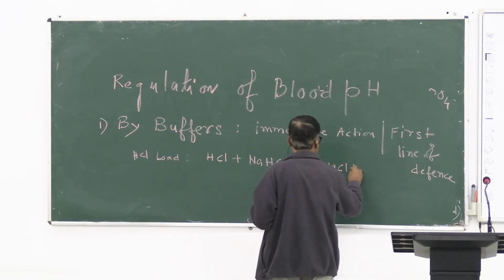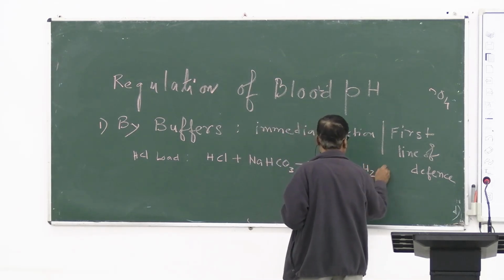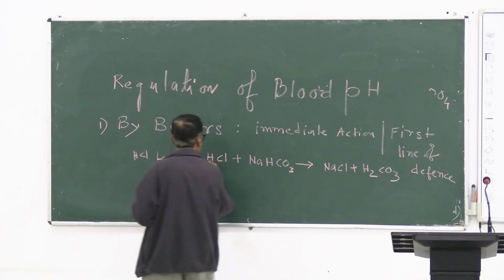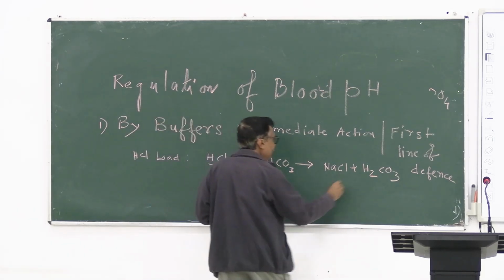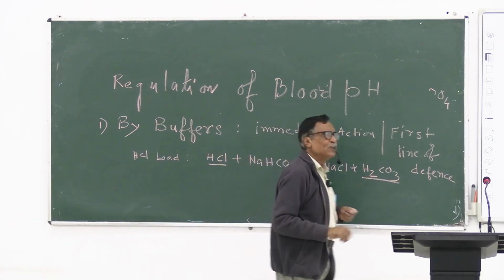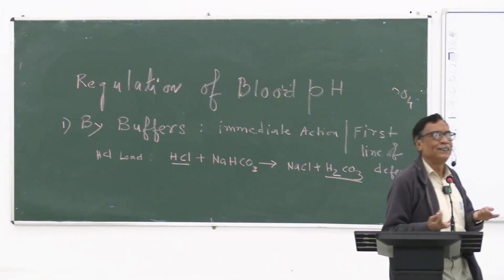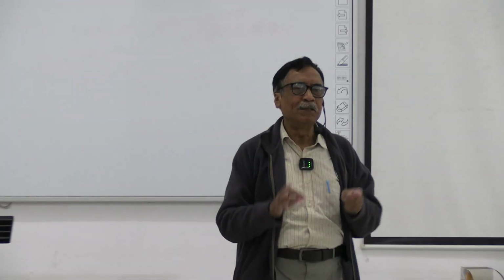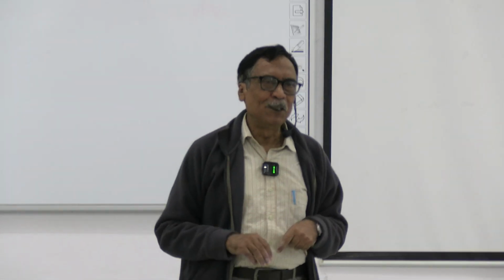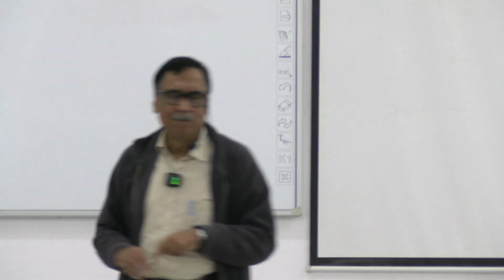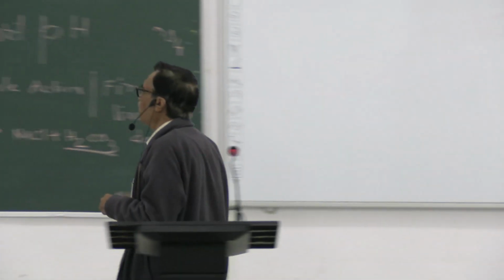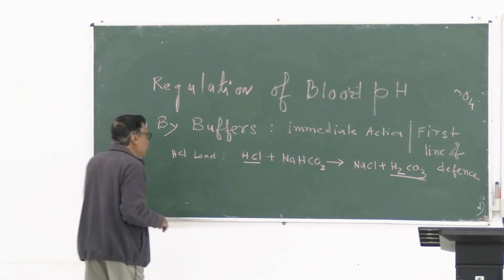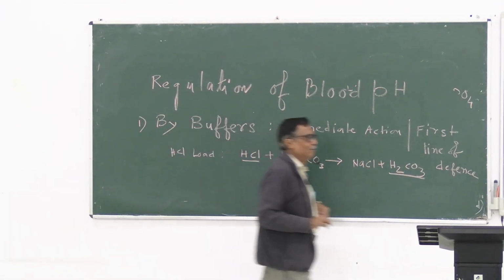NaCl plus H2CO3. So what happened? This is a strong acid, this is a weak acid. A strong acid is converted to weak acid. That is, change of pH is minimized because strong acid is converted to weak acid by reaction with the salt component.